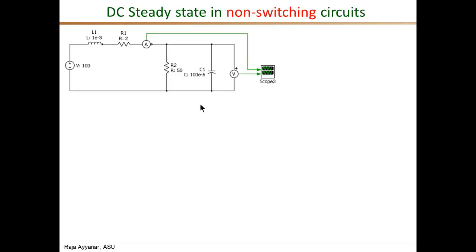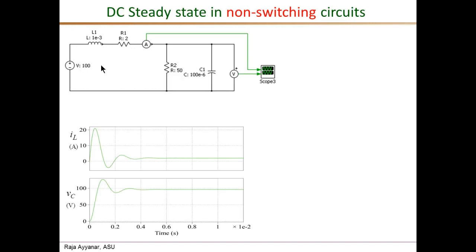So let's first look at the definition of DC steady state in non-switching circuits. As an example, I'm showing this LCR circuit, an L, a C and two resistances. This LCR circuit is excited with a DC voltage source of 100 volts at t equals 0. The response, I obtained directly from simulation. I'm showing the two state variables, namely the inductor current and the capacitor voltage.